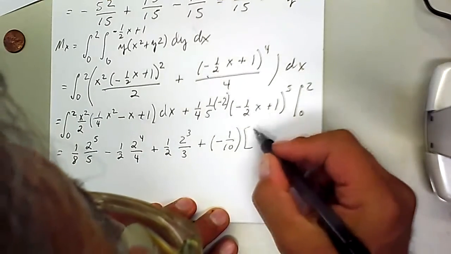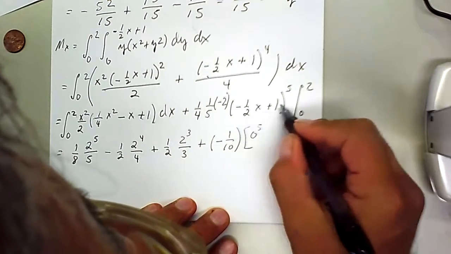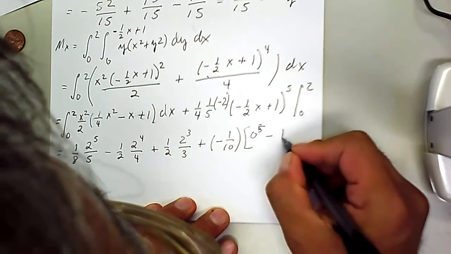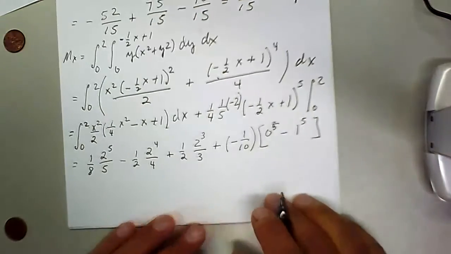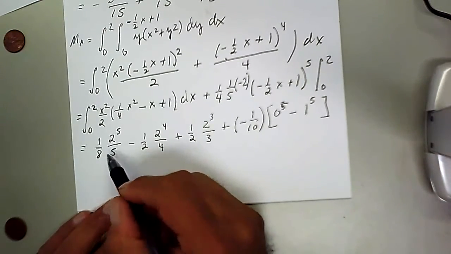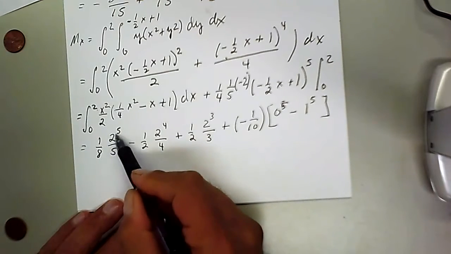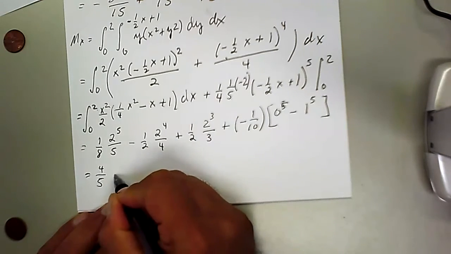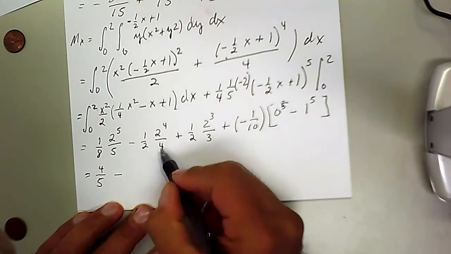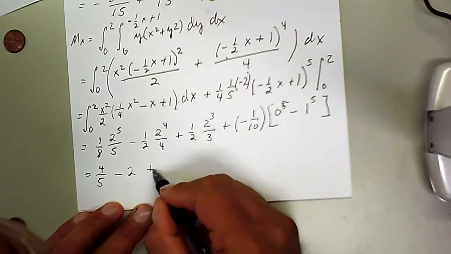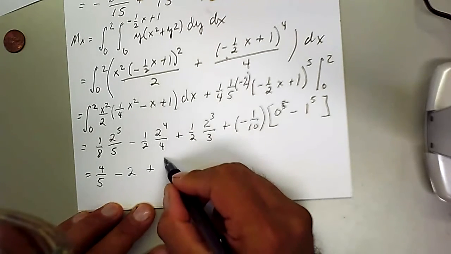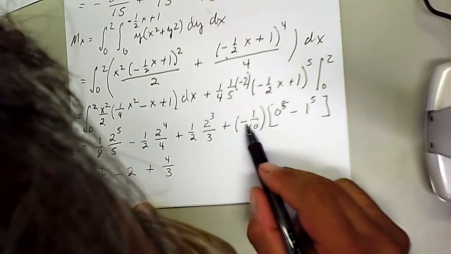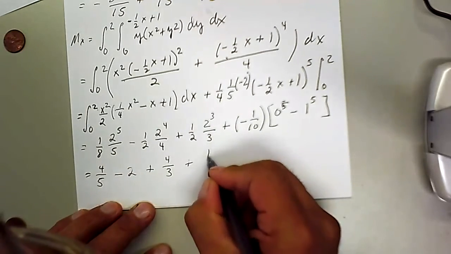Plug in the 2, and we get 2 to the 5 into this expression. Minus, plug in the 0, and we end up with 1 to the 5. 3 2's simplify, so we end up with 4 over 5 minus 3 2's simplify, so that is 2, plus 1 2 simplifies, 4/3. Double negative makes a plus 1/10.